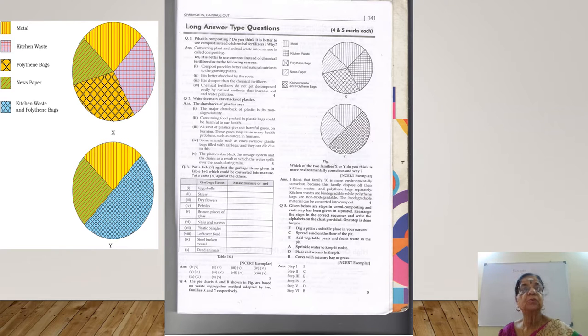So go through it once more; the question is based on the pie chart, so you have to understand the pie chart. Are you clear? Right. Okay. Go through the pie chart once, and see how families X and Y generate waste. Can you? We'll go to the next.